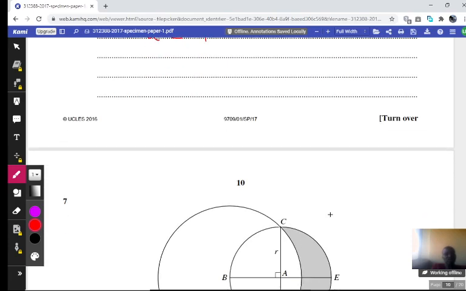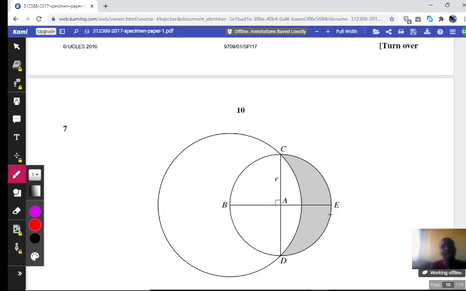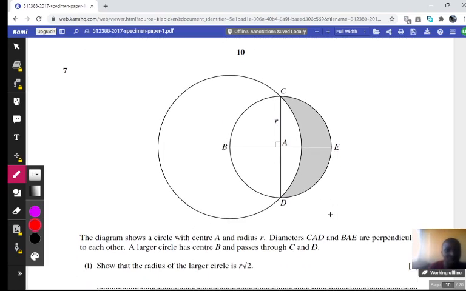Right, now let's move on to the next question. This one is question number 7. How can we work out question number 7? This one is actually easy. What you're supposed to do is learn how to divide your shape. This is question number 7, and I'm sure you can see it.